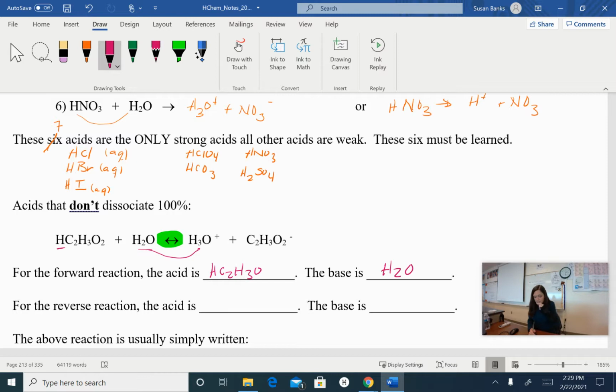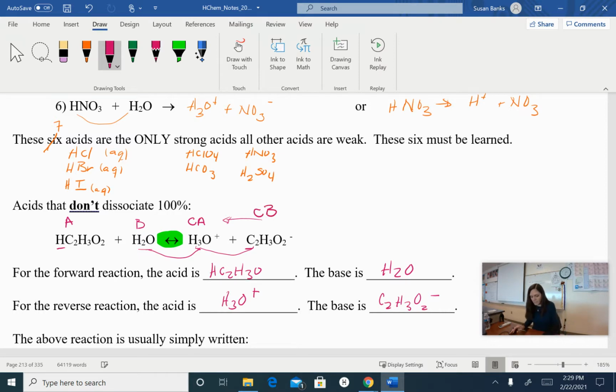So in the reverse reaction, what acts as the acid? What's donating the hydrogen going this way? Notice that hydrogen gets donated back to the acetate ion. So then the reverse reaction, our acid is hydronium, and the base, what accepts the hydrogen, is the acetate ion. Okay, so here's our acid, here's our base, here's our conjugate acid, and here is our conjugate base.